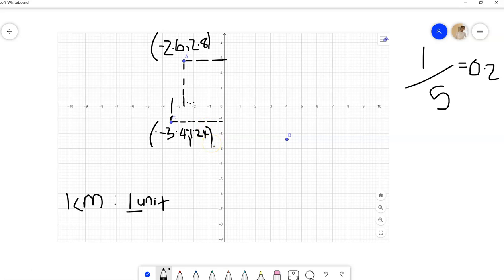And the last one, pause the video, try to do it by yourself, and then when you finish, press play. Let's go with the answer. So up to, that's 4, and then we're going across. That's negative 2.2, 2.4.